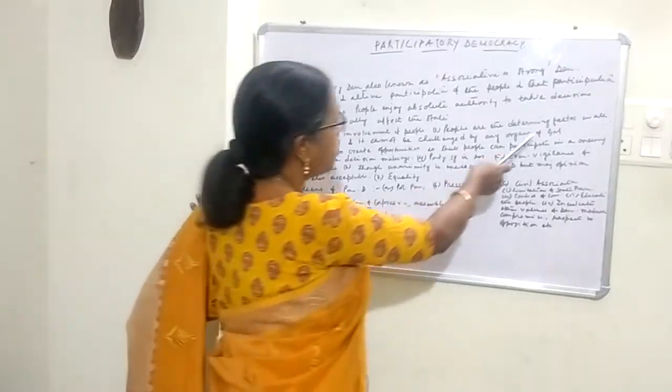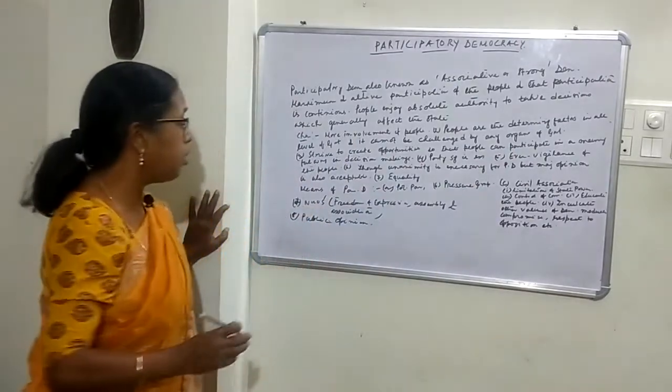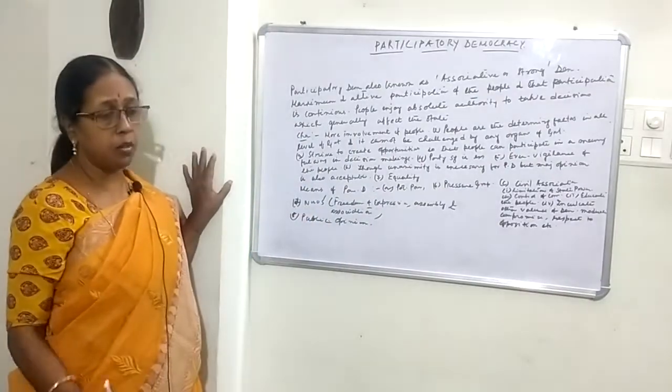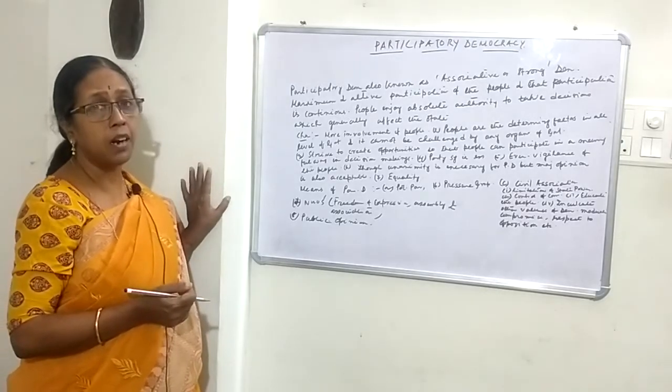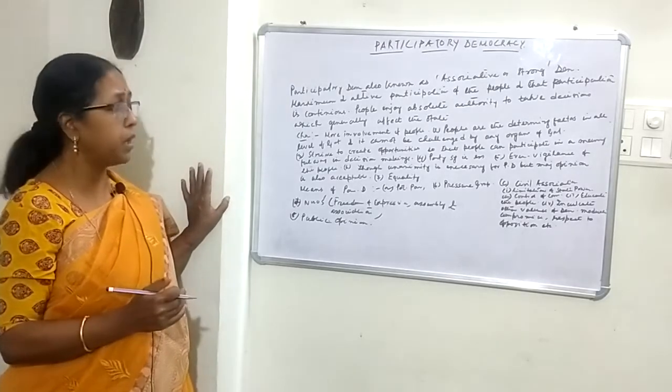Number two, people are the determining factors at all levels of government. All levels of government means from local level to national level. People should be the ultimate authority. They will take the main decision.